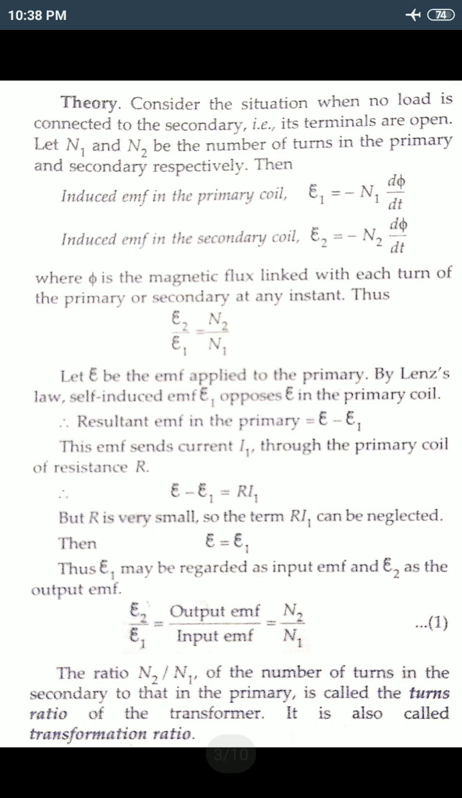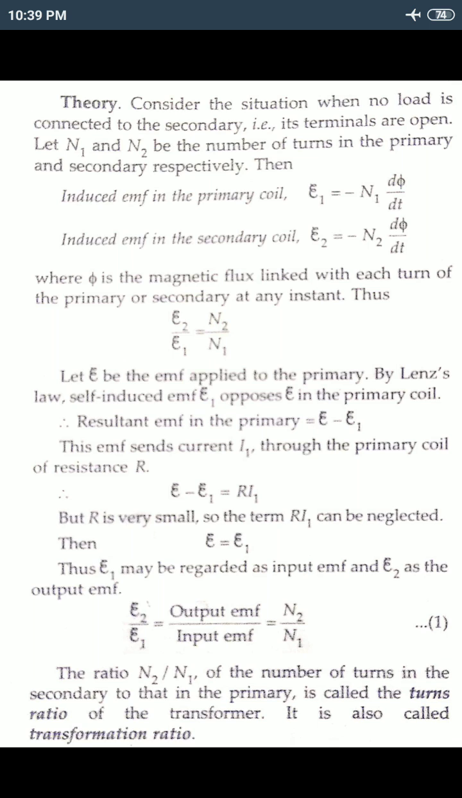Now the working principle. Alternating current is supplied to the transformer, and it flows through the primary. It generates an alternating magnetic flux in the core, which also passes through the secondary. This changing flux sets up an induced EMF due to mutual induction in the secondary, and also a self-induced EMF in the primary. If there is no leakage of magnetic flux, the flux linked with each turn of the primary will be equal to that linked with each turn of the secondary.